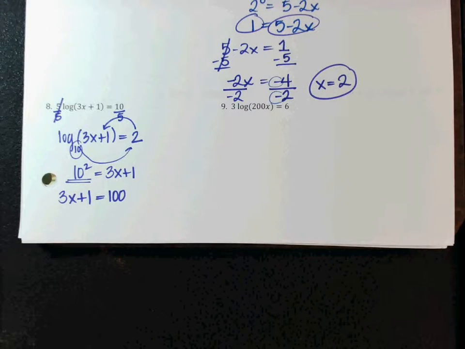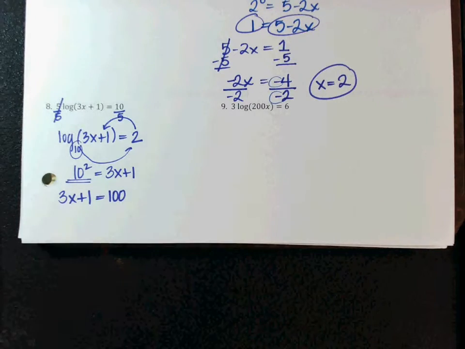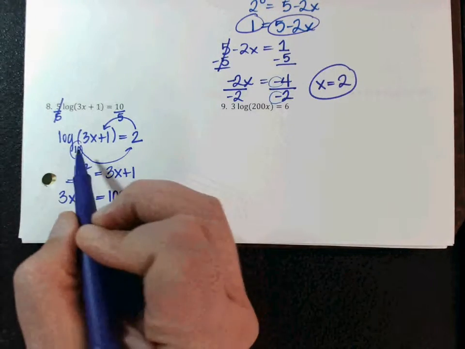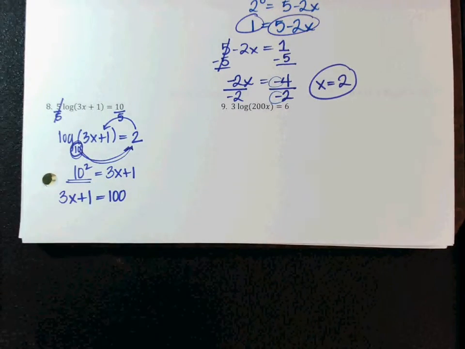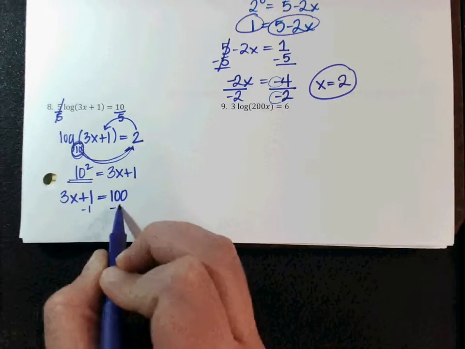Minus 1 and then divide by 3. Why is it not 2 to the 10? Because remember, you always start your loop at the base, and then you go up to the power across. So I minus my 1, I get 99.